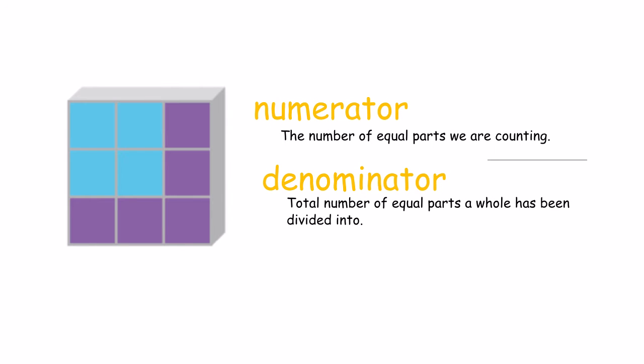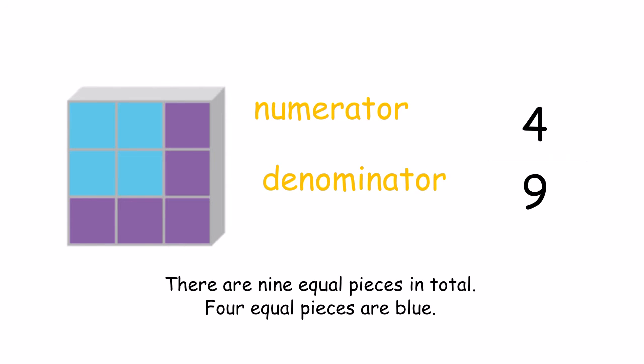I can see there are 9 pieces in total, so my denominator is going to be 9. I can see 4 of those 9 pieces are blue, so my numerator is going to be 4. There are 9 equal pieces in total. 4 of those pieces are blue. How do you think we would say 4 out of 9? We read it as 4/9.